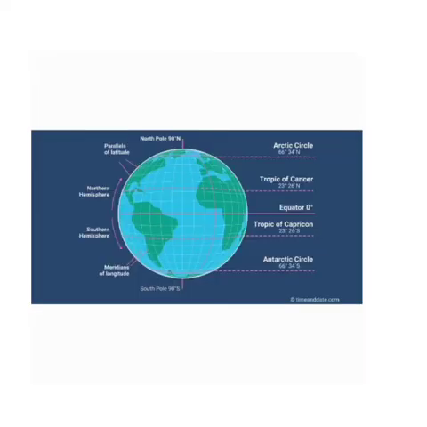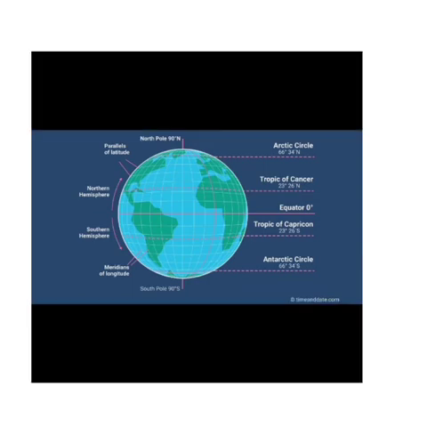Children, now we will learn about globe in detail. When we look at the globe, we see a number of lines on it. These lines are imaginary lines which do not actually exist on the surface of the earth. We draw such lines on a globe to make it easier to locate a place.